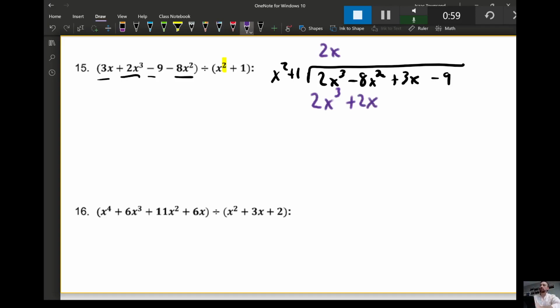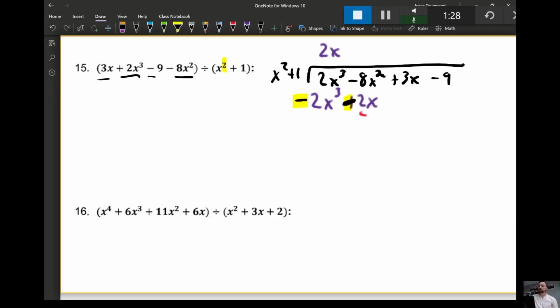Now here's probably where some people are going to have some issues. You can put this 2x wherever you want to. I guess before I forget though, I should probably change these signs since that's the most common mistake. But even though you can put it here, putting it under an x squared kind of doesn't make sense because these aren't like terms. You can't force these together. These two are like terms.